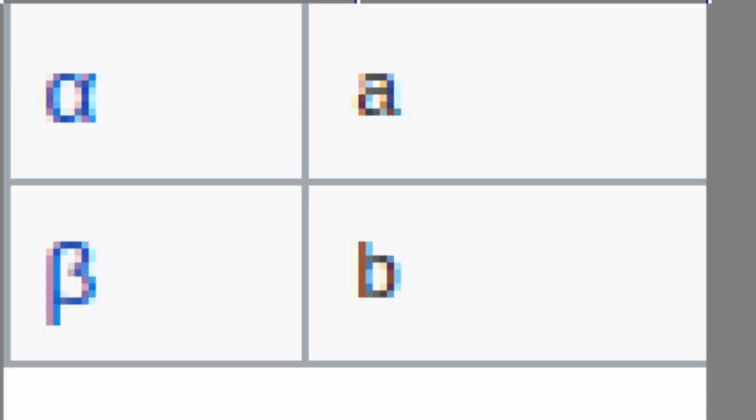Alright, no surprise to anyone. We start with alpha and A. After that, beta and B. No surprises here until we get to gamma. In that case, usually a G, which makes sense.